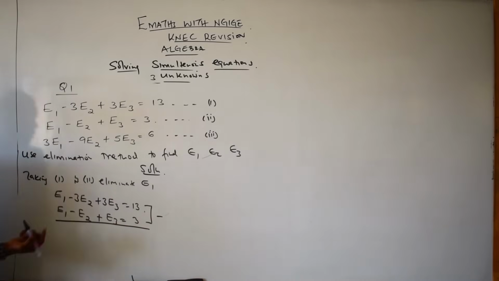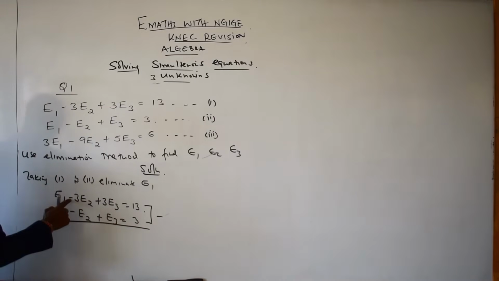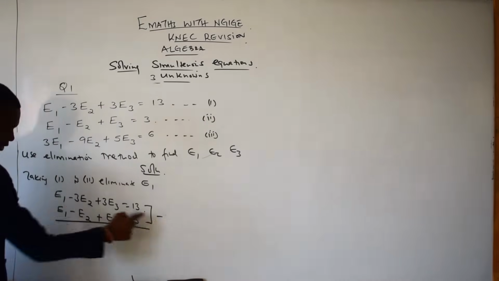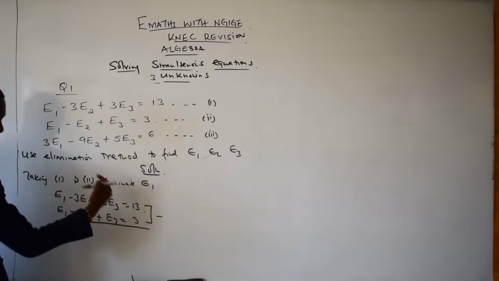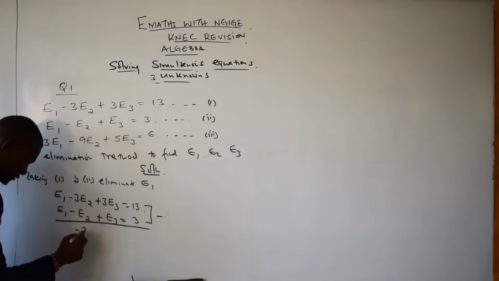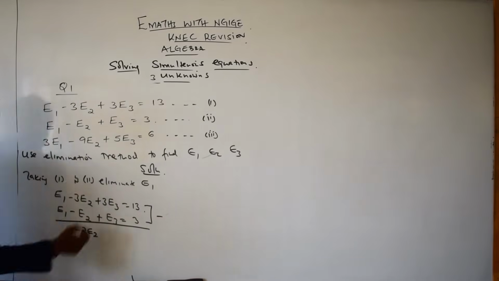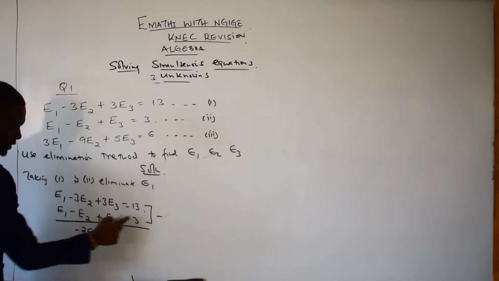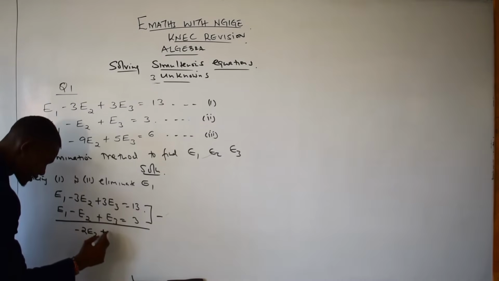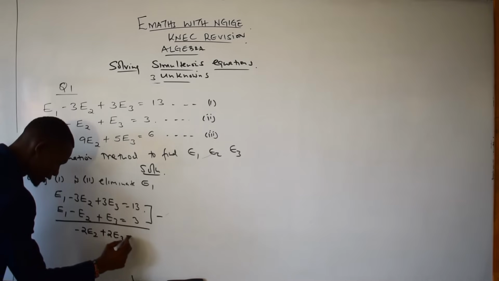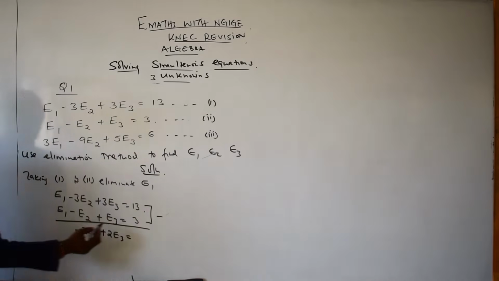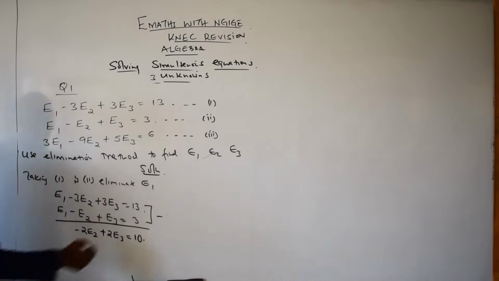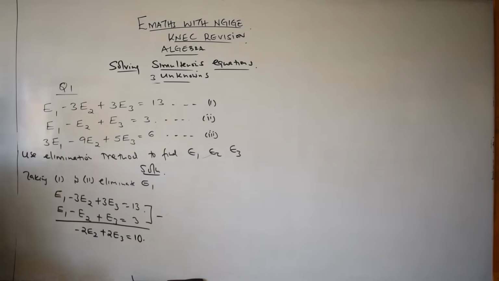So E1 minus E1 becomes 0. Then you have negative 3 minus, which becomes a positive. So negative 3 plus 1 gives you negative 2E2. Then 3 minus 1 gives you plus 2E3. Then you have 13 minus 3, it gives you 10. So that is the first.